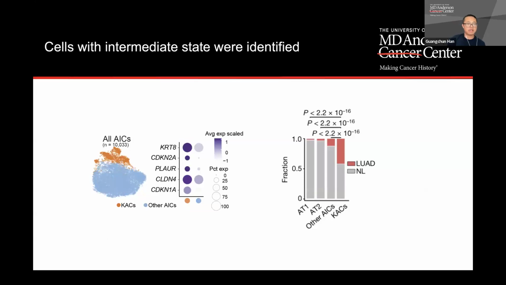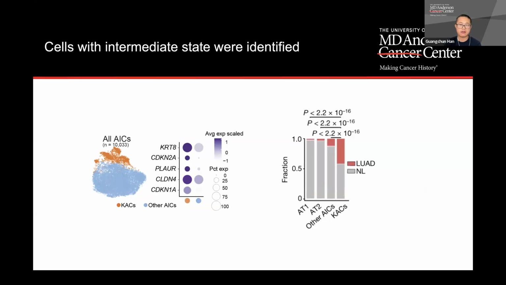And then we did subclustering. We pull out those AIC cells, perform further clustering, and we are able to find two clusters. On the upper part, we have an orange part, which has a high expression of marker genes like KRT8, CDKN2A, CDKN1, and Claudin4. And on the lower part, we have the remaining cells that we call other AICs. The other part, we call them CACs, like KRT8 positive alveolar intermediate cells.